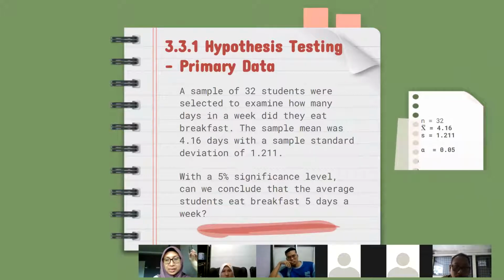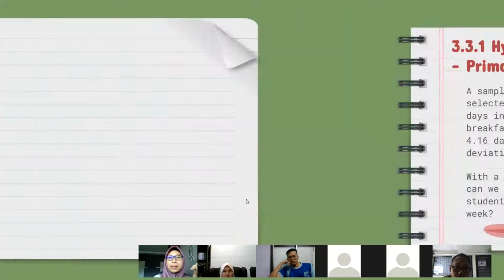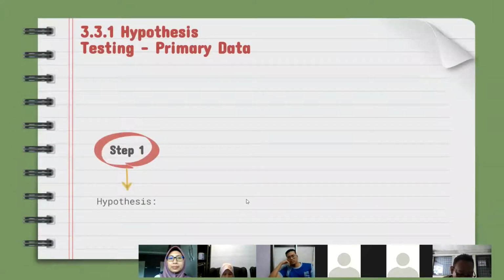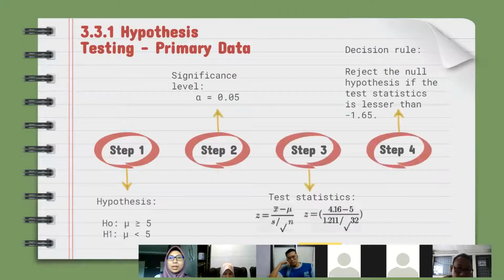Again, hypothesis test ni pun you buat sendiri. Soalan semua you buat sendiri. You sendiri yang hypothesis apa benda you nak cari sebenarnya. Everything is based on your data set, you buat sendiri. Semua benda sendiri. So they wanted to know how many days dalam satu minggu tu student tak makan. Right, average students eat breakfast 5 days a week. Whichever lah. So dia buat lagi dah, buat step 1, step 2, step 3, step 4, then 6 steps.